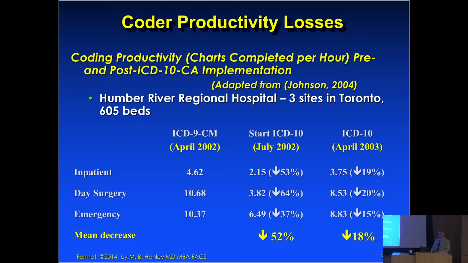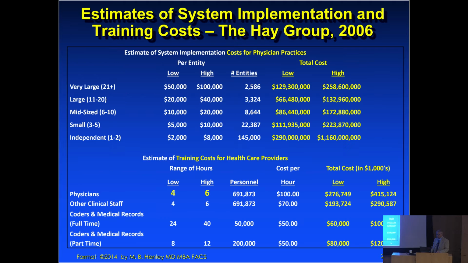3 months after initiation, you can see that they had a decrement in coding productivity from professional coders by 52%, and 1 year later, it still remained down at 18%. So that was the experience in Canada. We have obviously no experience in the U.S.